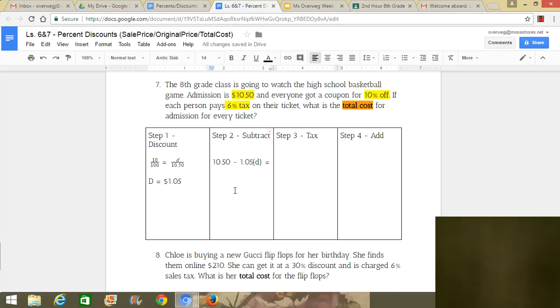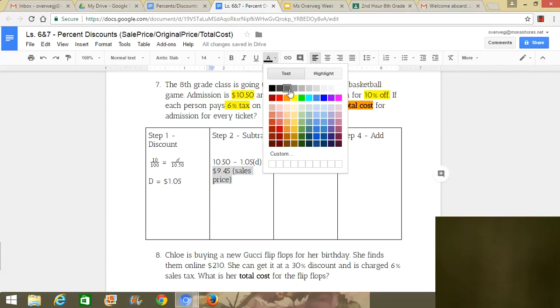And now, go ahead and do that on your calculator. $10.50 minus $1.05. If you can do that in your head, that's totally fine too. And I got the cost of $9.45. And that's our sales price. You may write those words in too if you would like to help you out. Okay, so now remember, at this point, we're not going to touch $10.50 anymore. We're just going to focus on $9.45, okay?